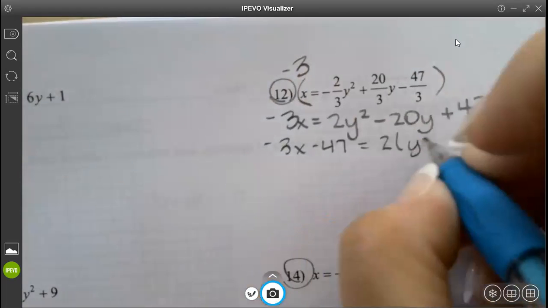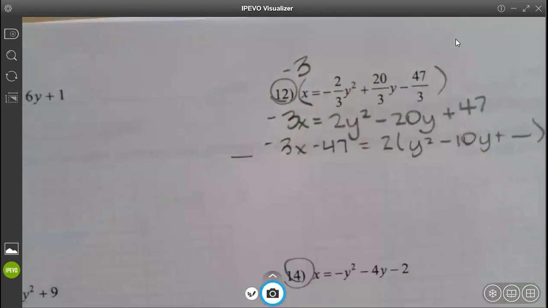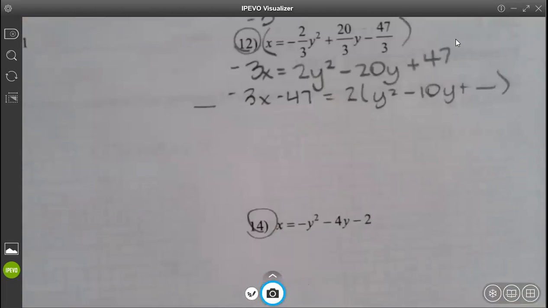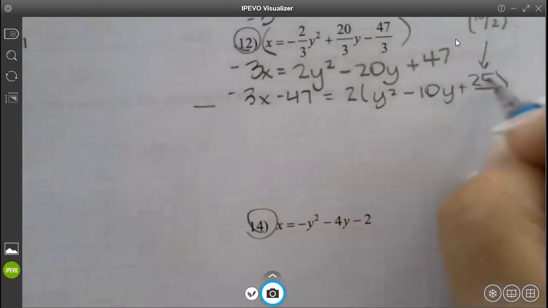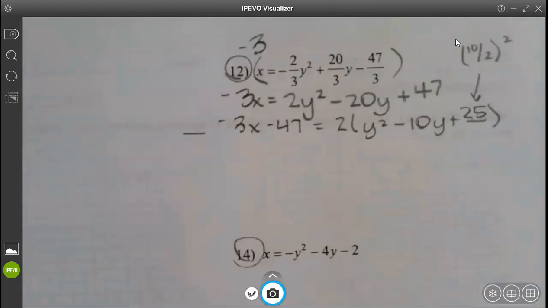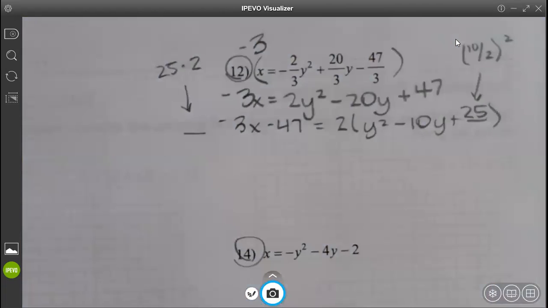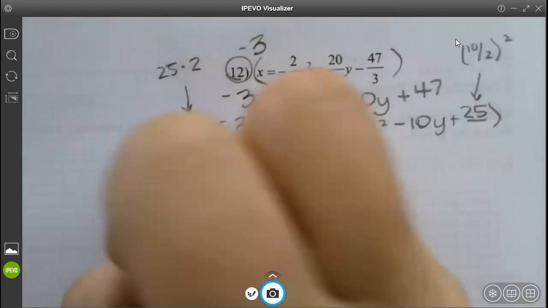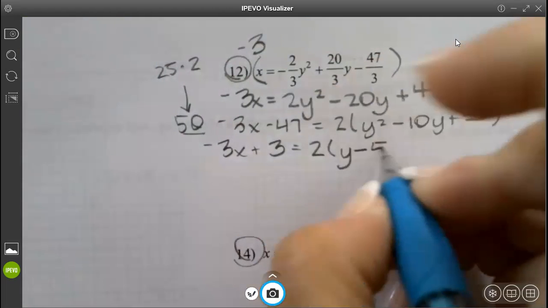And I'm going to go ahead and take that 2 out at the same time. So when I divide that 2 out, I get y squared minus 10y. 10 divided by 2 is 5. Squared is 25. We put in 25. We took out 2. So that gives us 50 in this blank. 50 minus 47 is 3. And then we're going to rewrite y minus 5 squared.